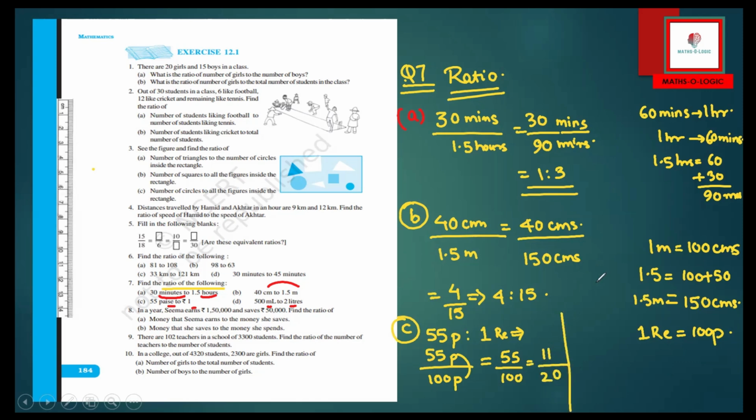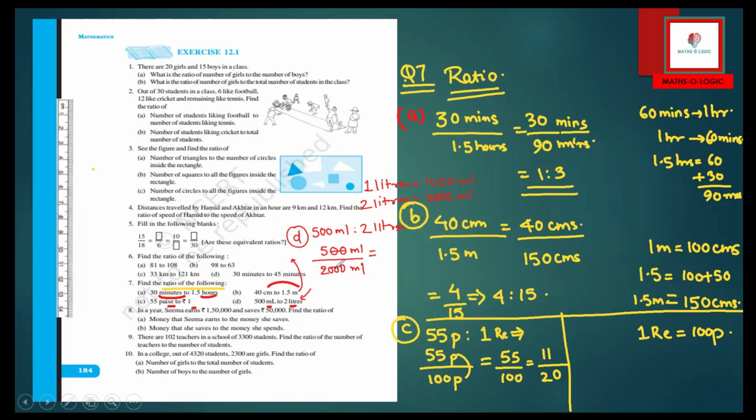Okay. The part it says 500 ml to 2 liters. So you'll see that 1 liter is equal to 1000 ml. ठीक है. तो 2 liters में कितने ml होंगे? 2000 ml. Now just put the values and divide 500 ml to 2000 ml. Okay. So it becomes, ऐसे काट लीजिए तो 1:4. तो इसका आंसर होगा 1:4. ठीक है.